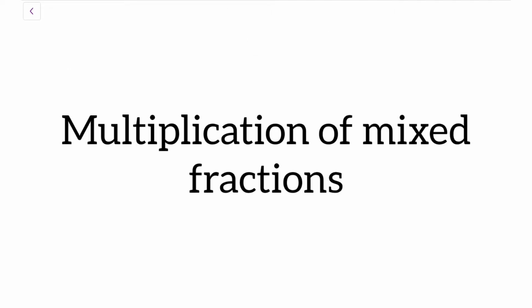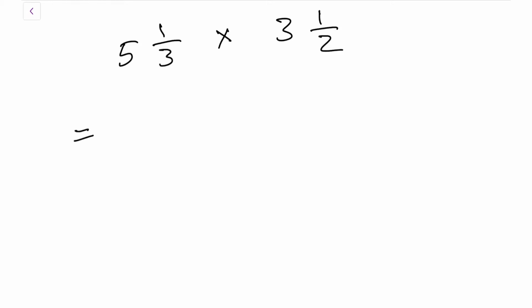Let's take another example. This time we are doing multiplication of mixed fractions. How do we do that? 5 1 by 3 into 3 1 by 2. When we have to do multiplication of mixed fractions, the first thing we do is to change the mixed fraction into improper fraction.